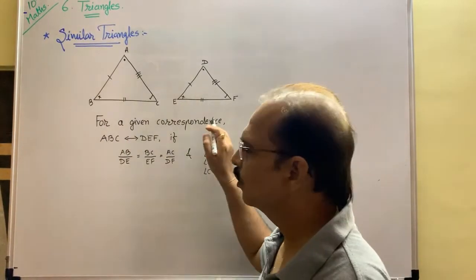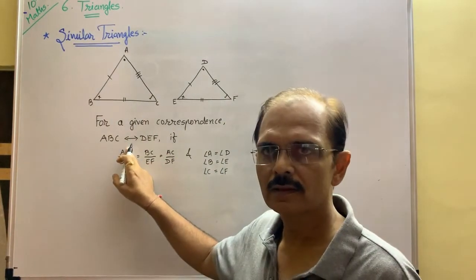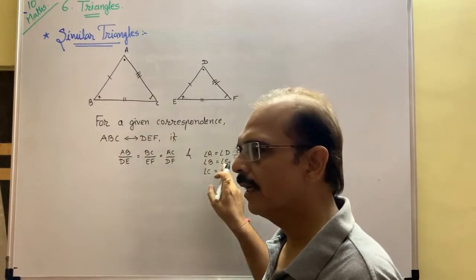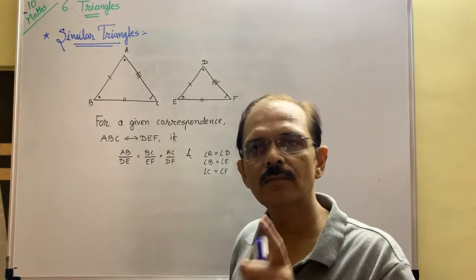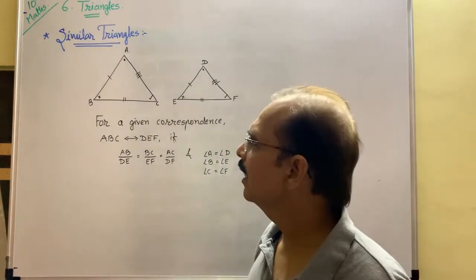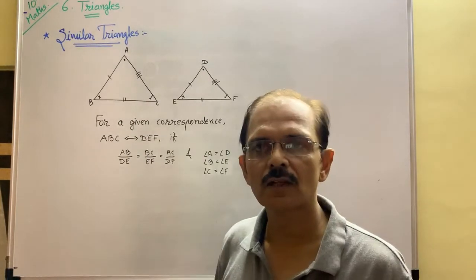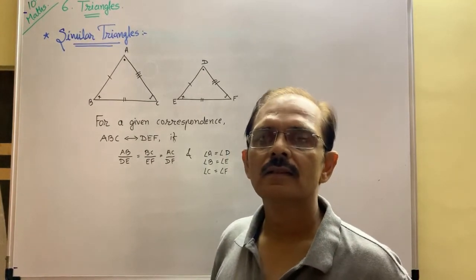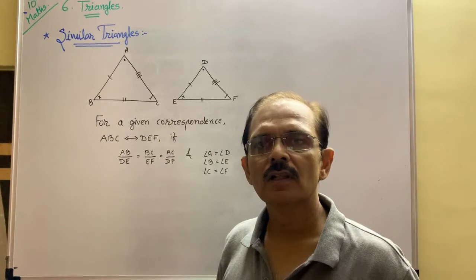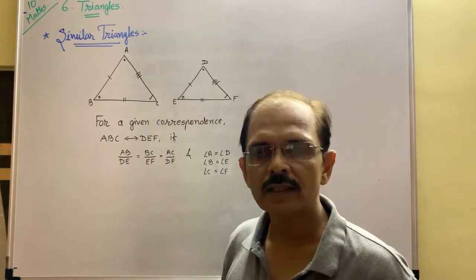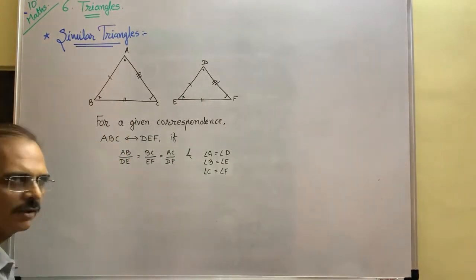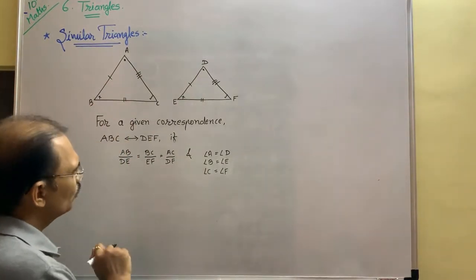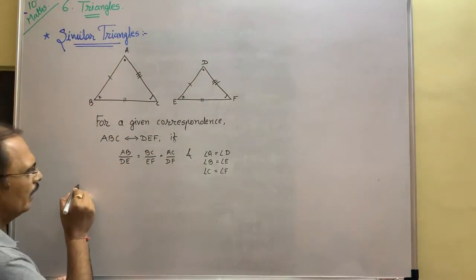So for a given correspondence between two triangles, if corresponding angles are congruent but corresponding sides are in same proportion, then we say that both the triangles are similar and the correspondence is called a similarity. Okay, see here. Again I repeat, for a given correspondence between two triangles, I write in words.